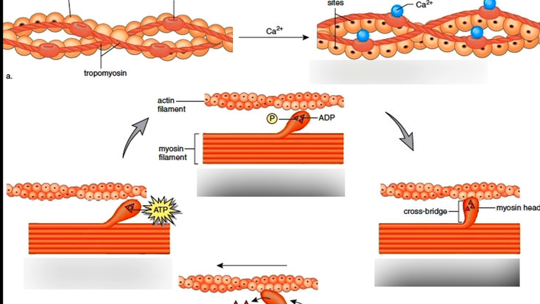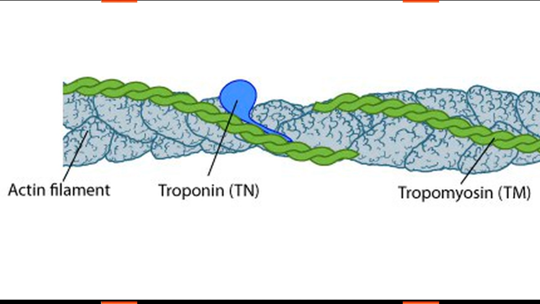Section 6. Thin filaments. Actin and its regulatory proteins. Thin filaments, composed primarily of the protein actin, are essential for muscle contraction. Tropomyosin and troponin regulate muscle contraction by controlling the actin filament.